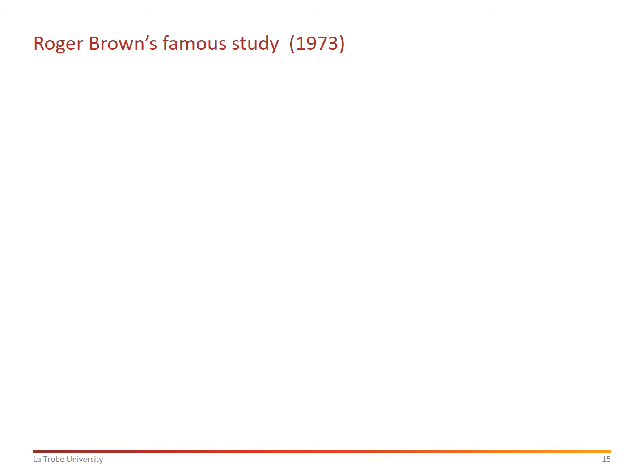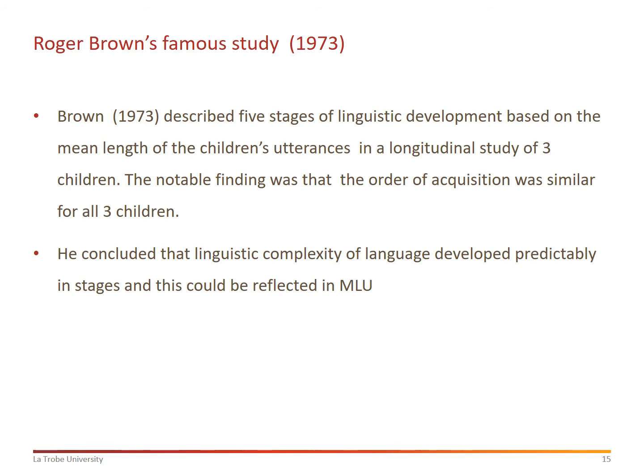I'm confident that you all would have heard and or read about this study, but I'll just recap some of the key points. He described 5 stages of linguistic development based on his own study, where he tracked the mean length of children's utterances in a longitudinal study. Now, that's a really strong design. The only weakness is that there were only 3 children in his study. Nevertheless, it has formed the basis for MLU and the various calculations.